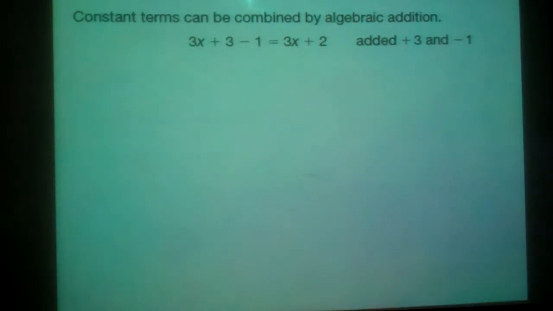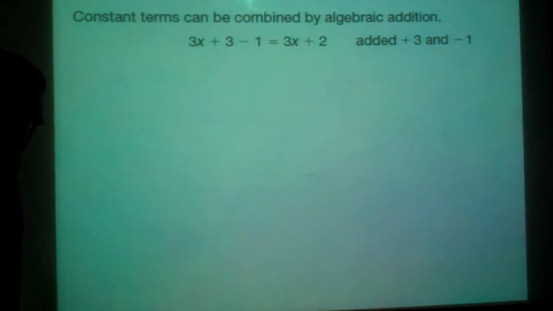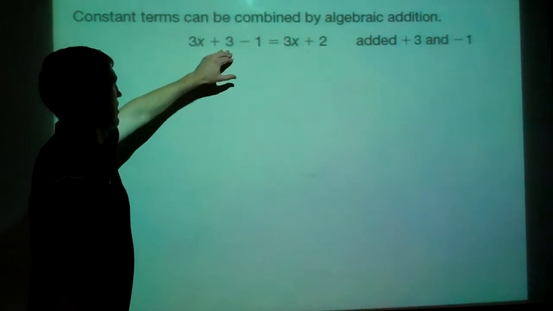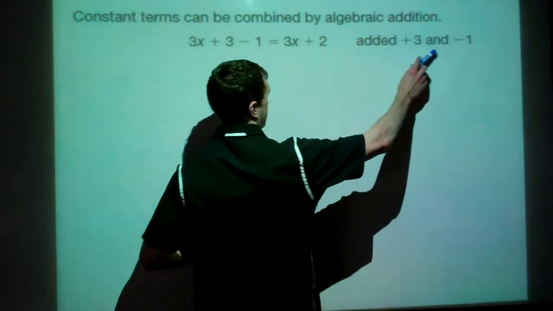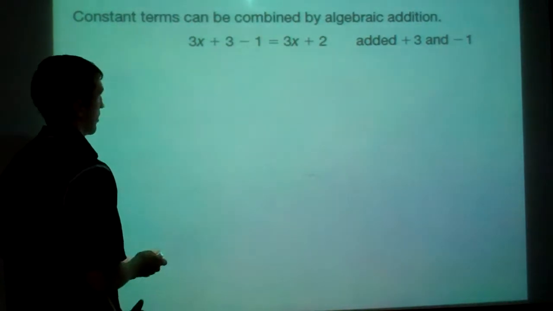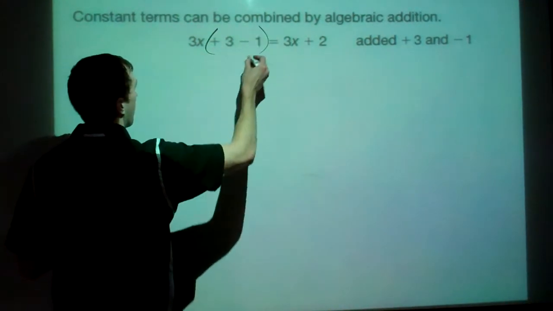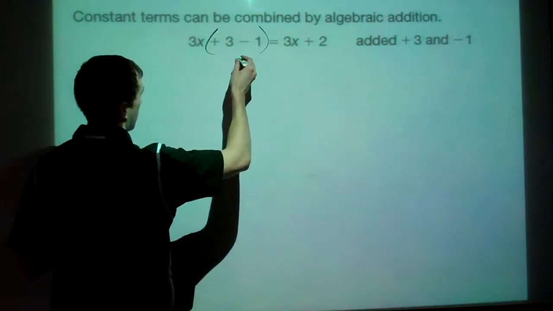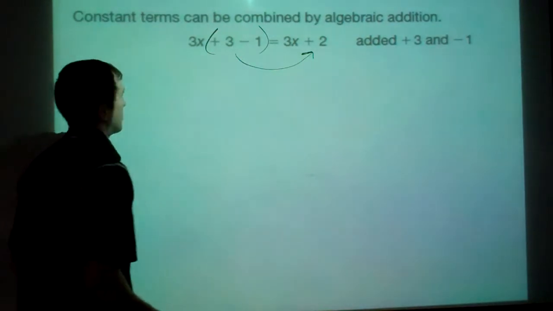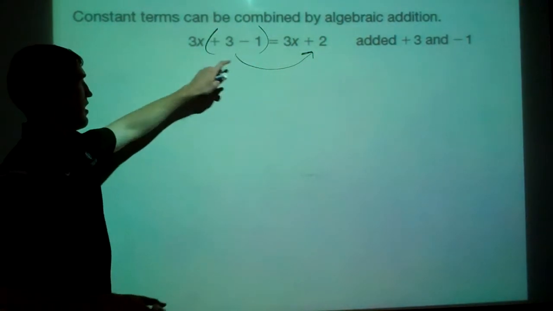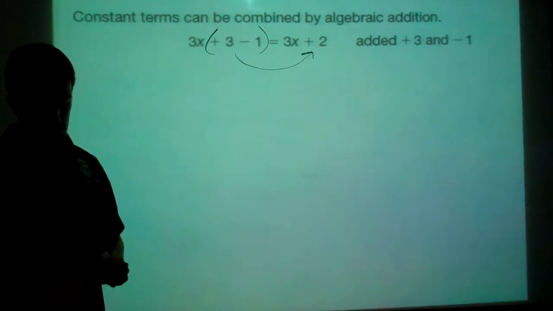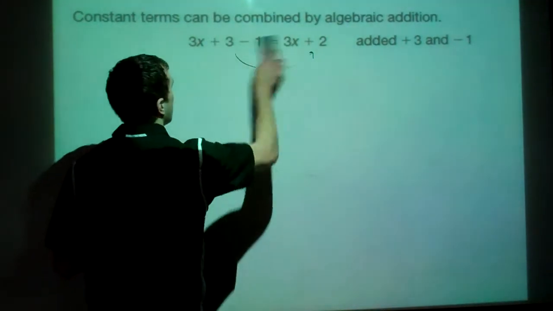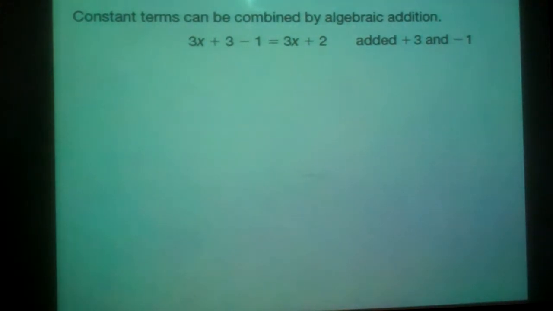Now, those constant terms that we were just talking about can be combined by algebraic addition. So for instance, if we have this expression, 3x plus 3 minus 1, we can turn this into 3x plus 2 by adding positive 3 and minus 1. So they took positive 3 minus 1, which is 2, and turned an expression like this into something easier to work with. That's basic addition, or basic subtraction. We can also do this with algebraic terms, and that's the whole point of today's lesson.